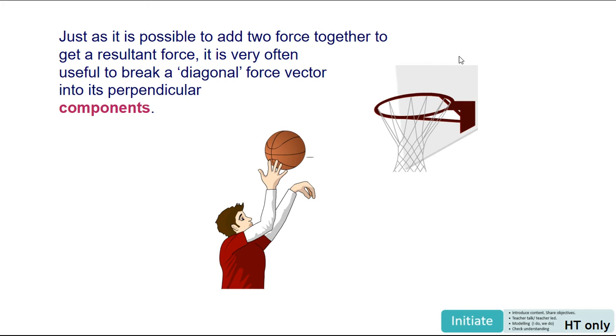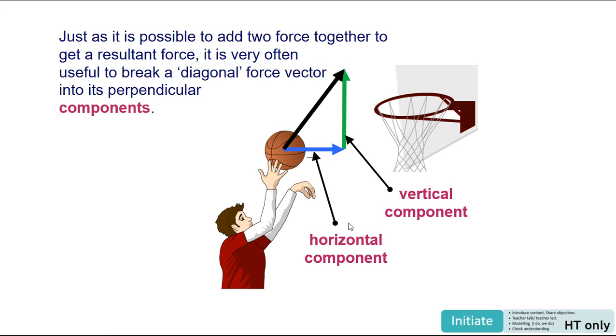Okay. Now then, just as we can add two forces together to get one force, often it's useful to take one force and break it up into two components. Here's a kid throwing a basketball, and there's the force that he's applying to the ball there, and you can see it's going off at some sort of angle. Now, often in physics, it makes sense to take that force and break it down into two components, a horizontal component and a vertical component.